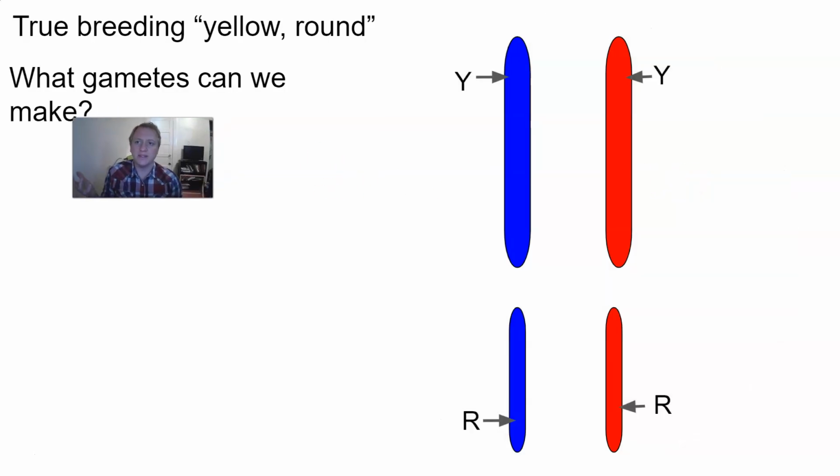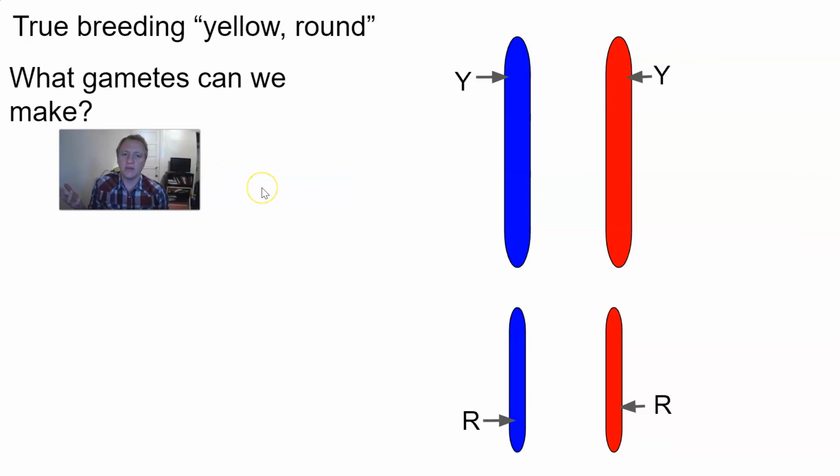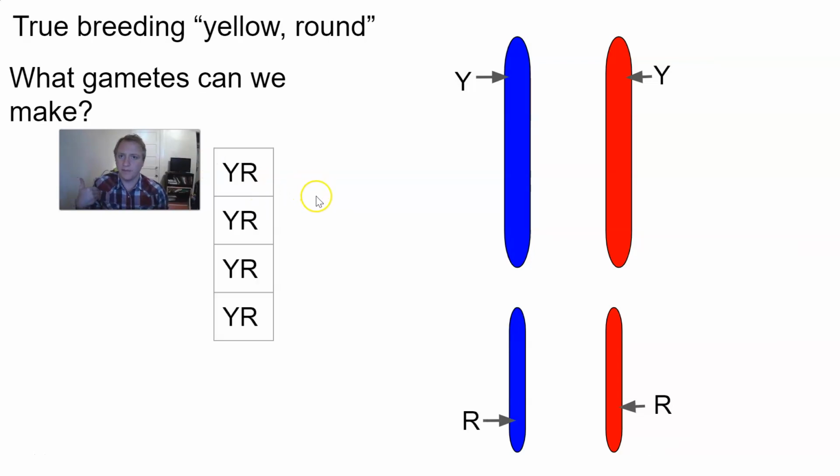So what gametes can we make from this particular organism? Basically capital Y and capital R, it doesn't matter how alignment happens. The only thing you're going to be able to make from this is capital Y, capital R, because that's the only alleles that it has to contribute. You can't have a lowercase r here because it only has capital R's.